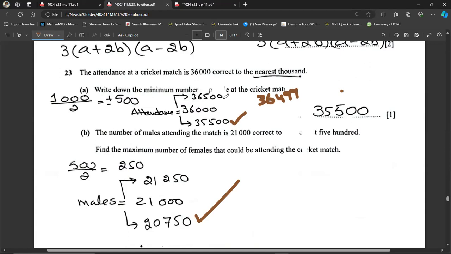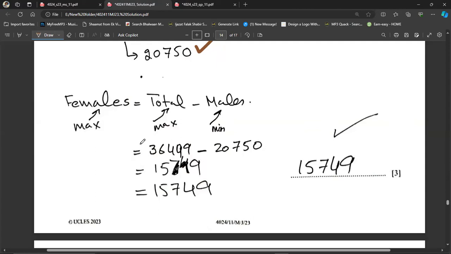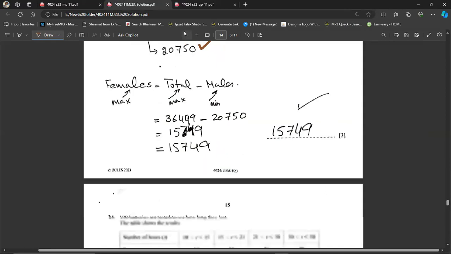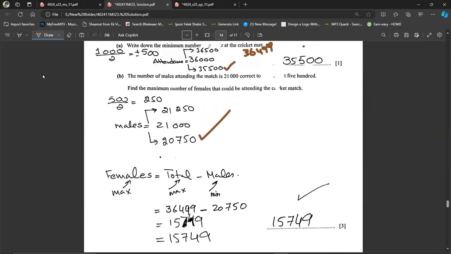But you cannot take this number because this number automatically rounds off to 37,000. So I'm going to take one number less, that is 36,499. Okay, so it's a very tricky part. So 36,499 minus 20,750, because we are talking about people, so this is very important. 15,749. So this is the whole question.